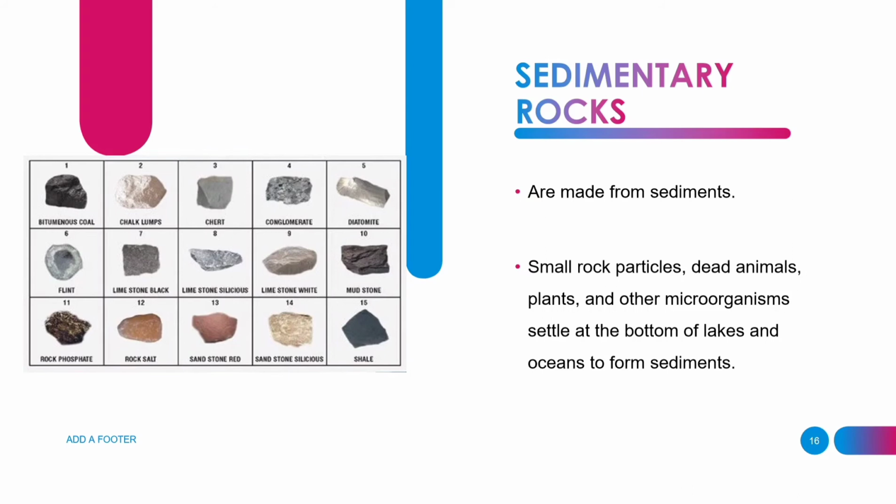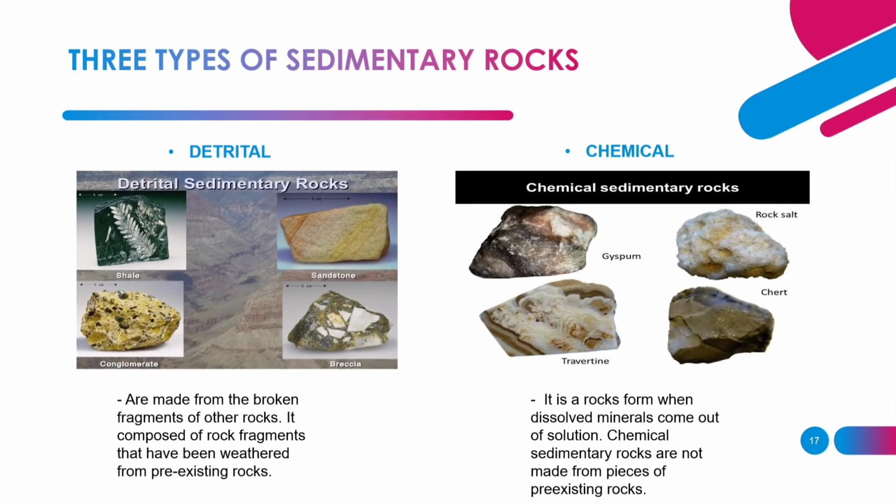About 75% to 80% of the Earth's landmass is composed of sedimentary rocks. The Earth's crust, however, is made up of only 5% sedimentary rocks. Shale is the most abundant type of sedimentary rock, followed by sandstone and carbonate. Here are the three types of sedimentary rocks.